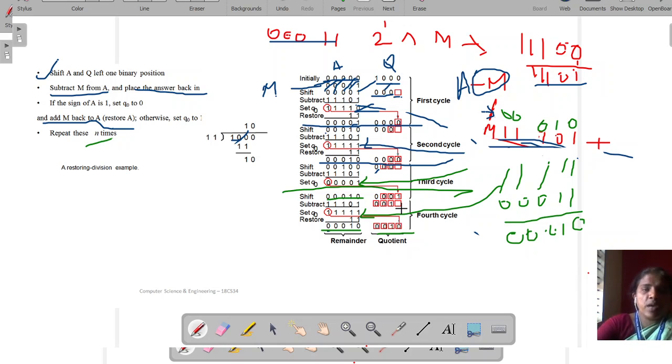The control sequence you can place here. If negative, set Q naught to 0. If positive, set Q naught to 1. Here is the example for how many times you have to repeat. Yes, you can observe this. Dividend is 4 bits, which is 1000. Hence, you have 4 cycles in the restoring division. Restore means what? You found that the result of subtraction is negative, hence you add the divisor back to the result of A.